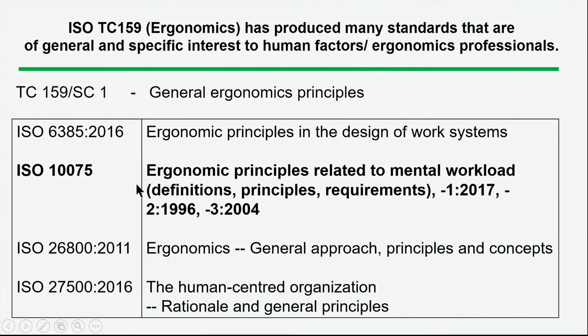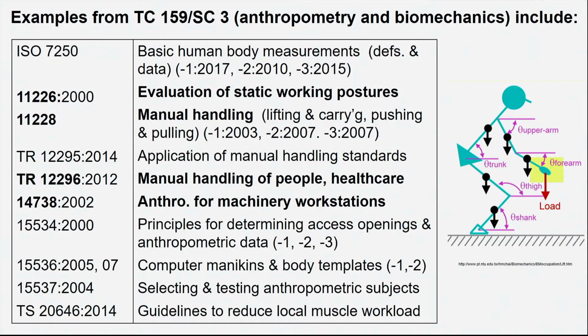So design of work systems. One that I think is fairly important is definitions related to mental workload. So the definitions are useful, but the details are not as good as we'd like. But nonetheless, if somebody's doing work on workload, then one should at least look at ISO 10075. And there are some other general documents, consistent with the title, put out by that technical committee and subcommittee. Here's Subcommittee 3, which is anthropometry and biomechanics, and their list is quite extensive, and the information they provide is much more detailed.